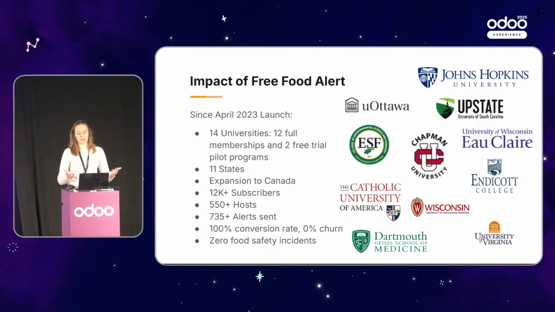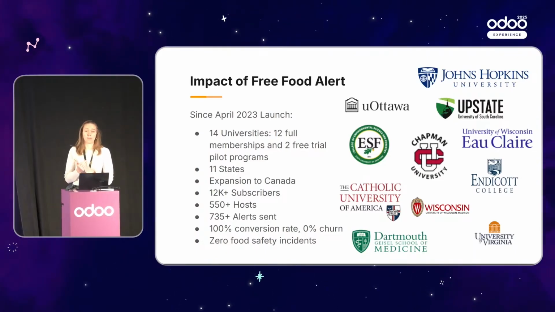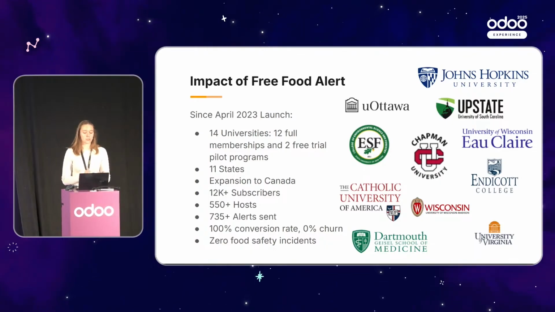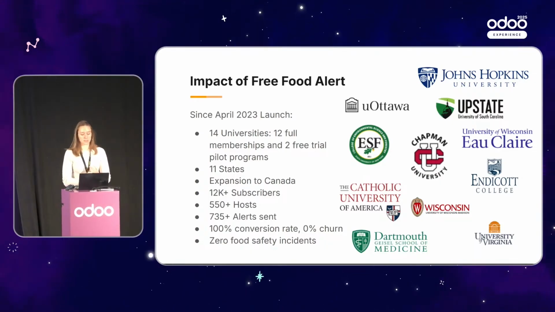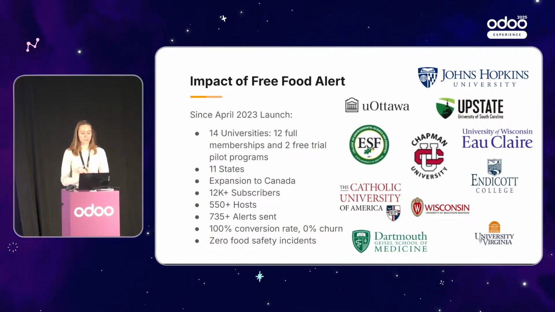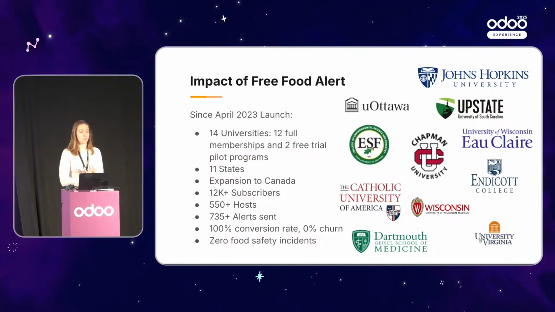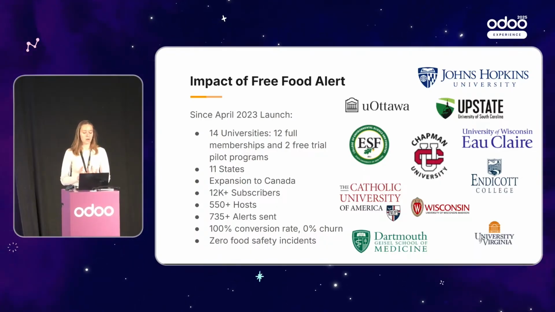And since then, in the past 2.5 years, we've had 14 universities sign up, 12 of them have full paid memberships, 2 are currently doing the free trial as part of the fall 2025 semester. We span over 11 states. We have 1 university in Canada, the University of Ottawa. We have over 12,000 subscribers, over 550 hosts approved in the system to send out alerts. We've hosted and sent out more than 735 alerts in the past 2.5 years.